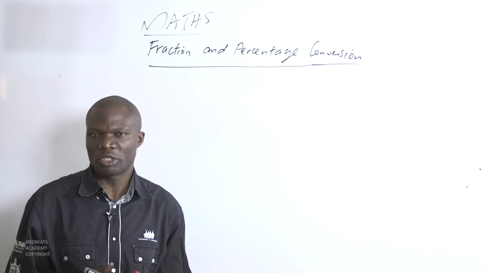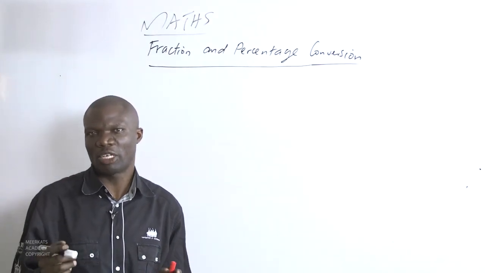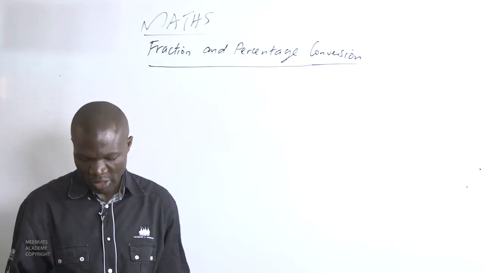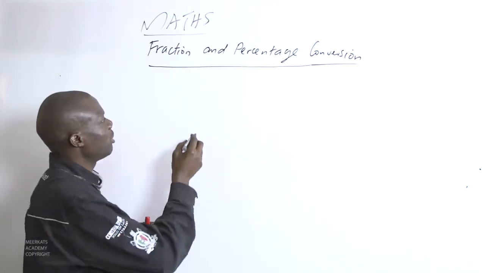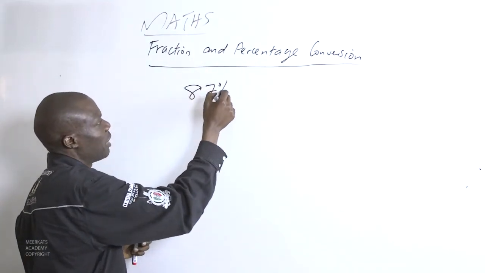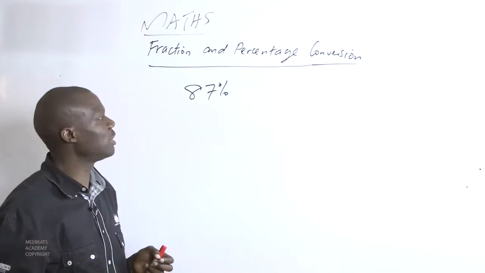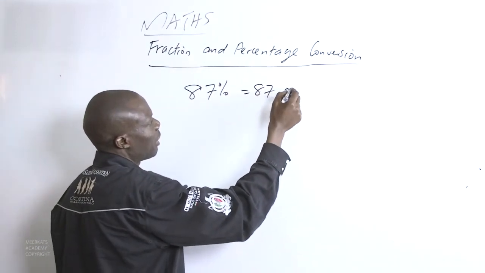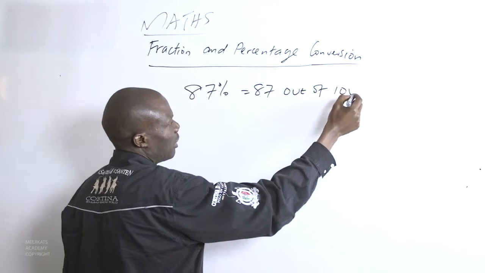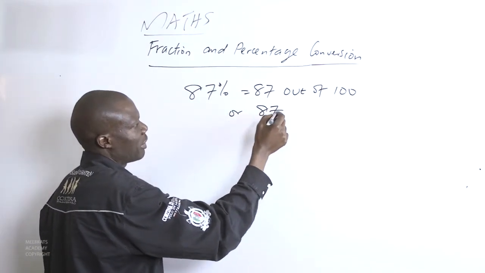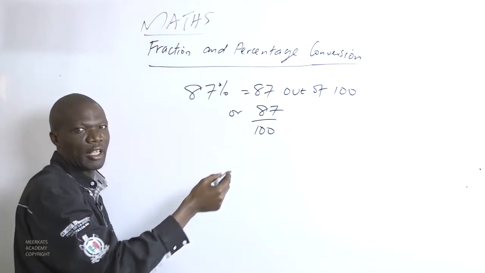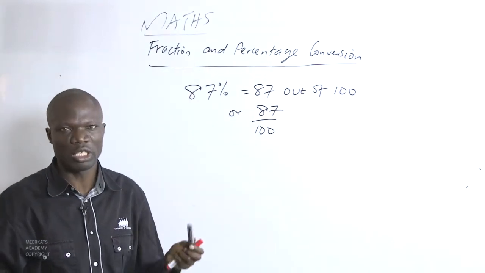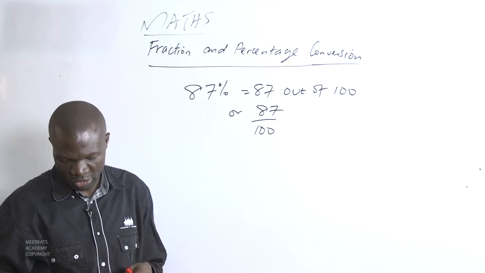Remember earlier on when we were introducing, we said a percentage is equivalent to saying out of 100. It's simply a fraction whose denominator is 100. For example, if somebody tells you 87%, that simply means 87 out of 100, or 87 over 100. Already we have a fraction. That's why we are saying percentages are closely related to fractions.